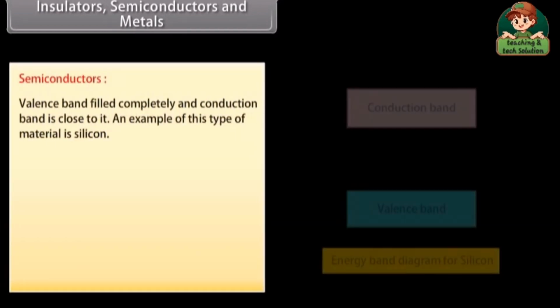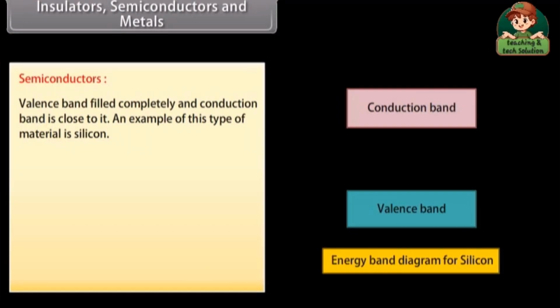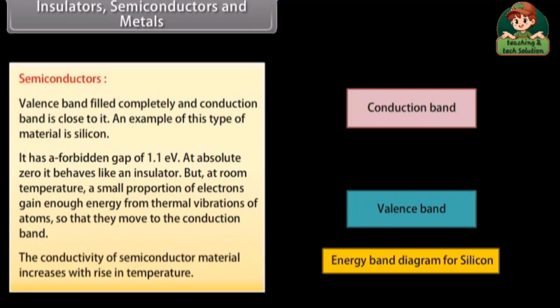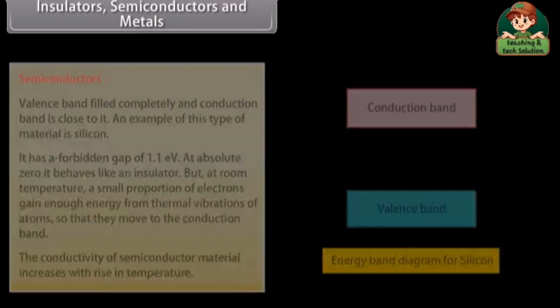Semiconductors. Valence band filled completely and conduction band is close to it. An example of this type of material is silicon. It has a forbidden gap of 1.1 electron volts. At absolute zero, it behaves like an insulator. But at room temperature, a small proportion of electrons gain enough energy from thermal vibrations of atoms so that they move to the conduction band. The conductivity of semiconductor material increases with rise in temperature.